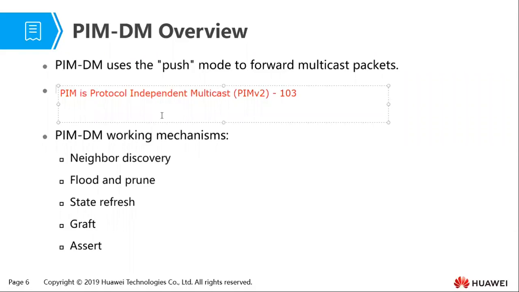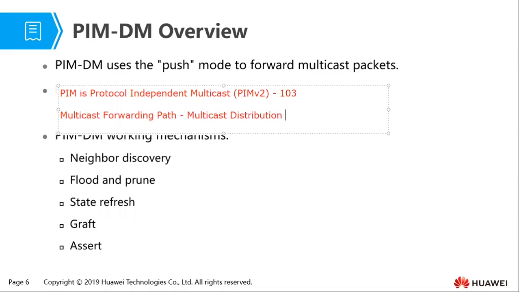Now, this particular protocol helps us to create a multicast forwarding path from the multicast source to the multicast destination. This multicast forwarding path from the source to the destination is normally referred to as a multicast distribution tree, or MDT, a multicast distribution tree.